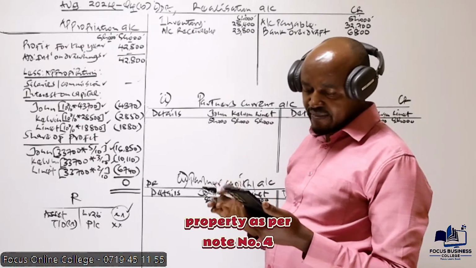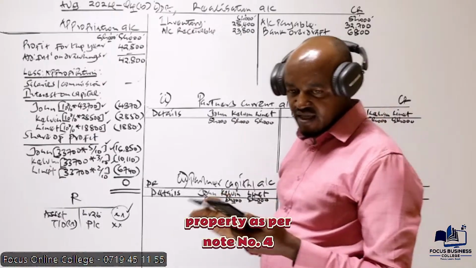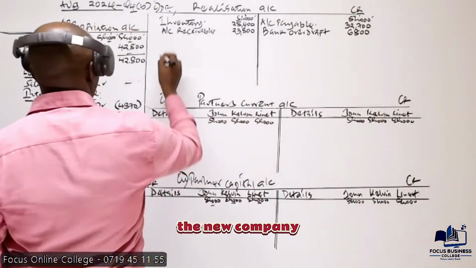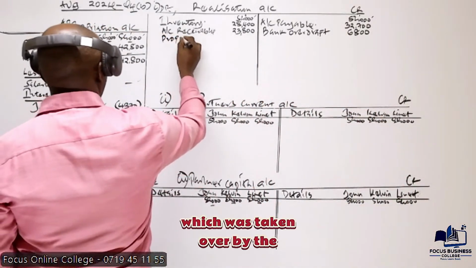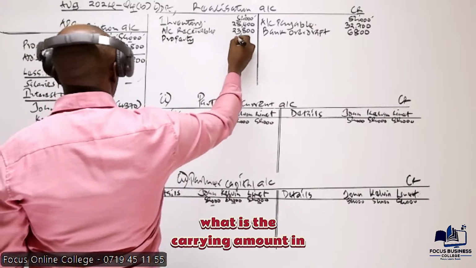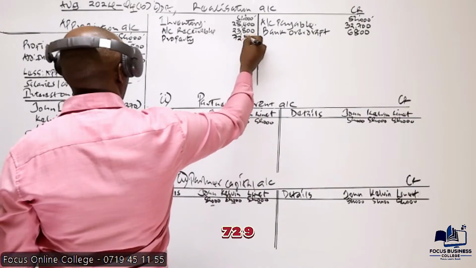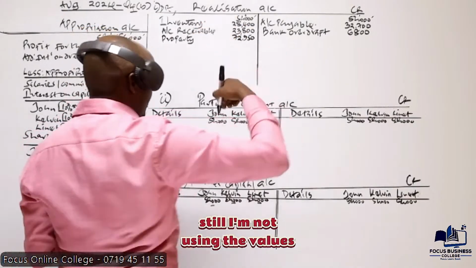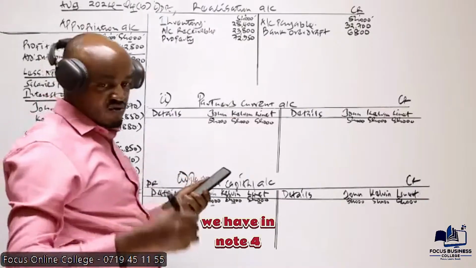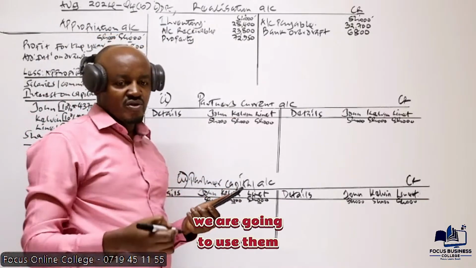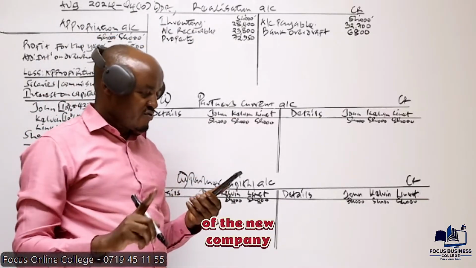Property, as per note number 4, was taken over by the new company. So that is an asset which was taken over by the new company. What is the carrying amount in the trial balance? 72,950. I hope you can see I'm still not using the values we have in note 4. Those are the fair values. We are going to use them when opening the books of account of the new company.